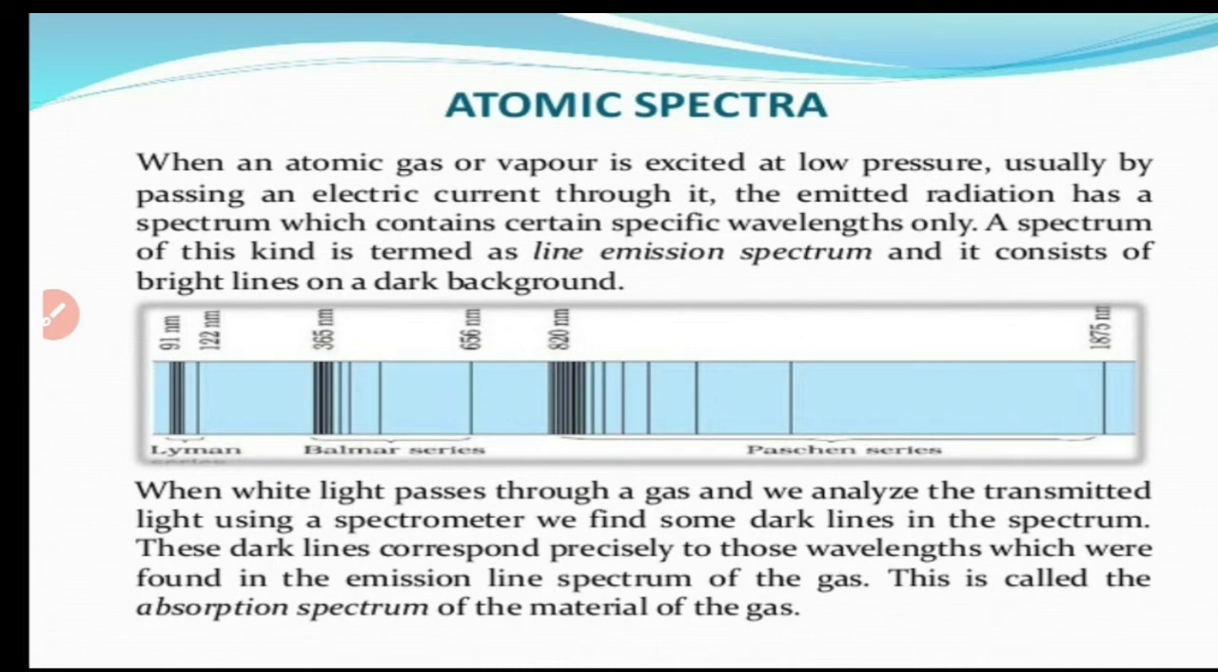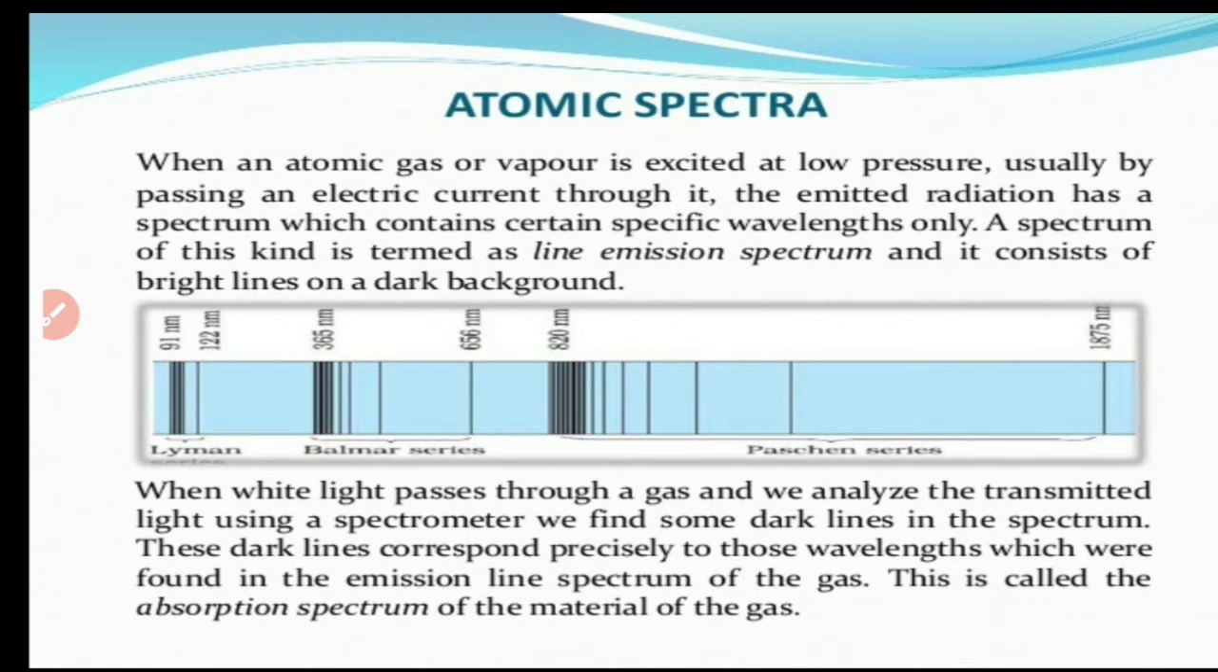And for different elements, it is observed that we have line spectra. Emission spectra are in the form of lines. You can see the line emission spectrum of hydrogen atom, which is shown in the picture. Similarly, another type of spectrum is there which is called absorption spectrum.